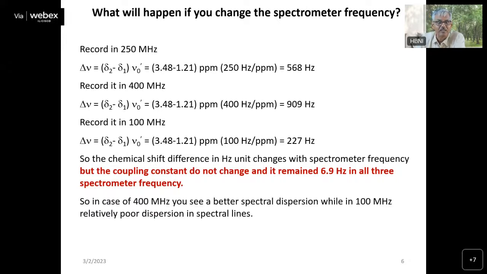So what is the gain from that? In the case of 400 megahertz, you see better spectral dispersion, while at 100 megahertz there is relatively poor dispersion of the spectral lines. I will explain this with one example. What do you mean by spectral dispersion? I will take a very simple example. You know valine. Valine is an amino acid.